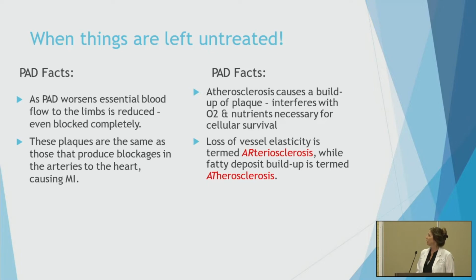When things are left untreated, these are some facts. As peripheral artery disease worsens, essential flow to limbs is reduced and can even be blocked completely. These plaques are the same as those that produce blockages in the arteries to the heart, which causes an MI. Sometimes patients don't put those two things together either.